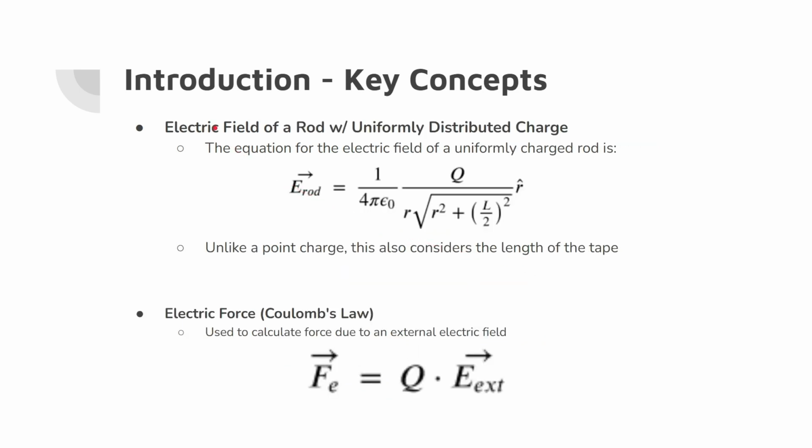Our electric field of a rod with uniformly distributed charge is found by this equation here. And this is important because, unlike a point charge, it considers the length of the tape as well. And our electric force, Coulomb's law, is used to calculate the force from an external electric field. So we have the electric field vector that's acting on some charge Q, and we just multiply them together.